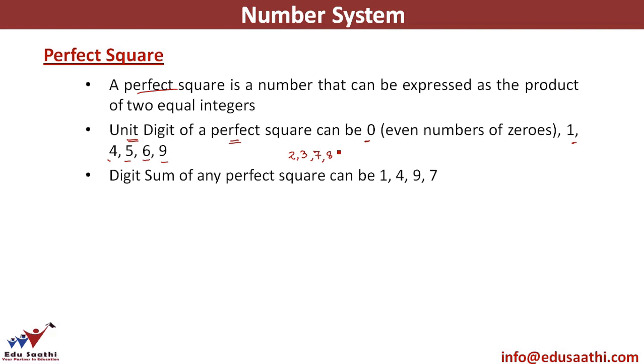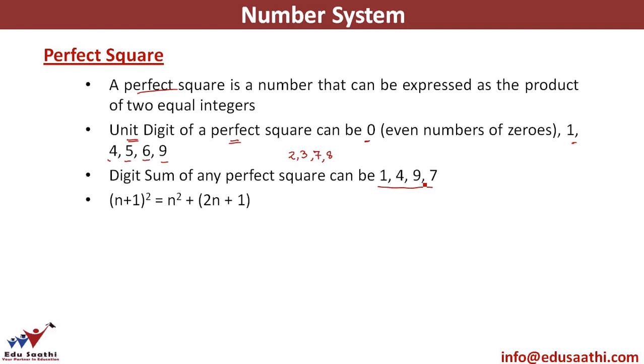Digit sum of any perfect square. Now, digit sum is something that we've just learned. That means I sum up all the digits till the time I get a single digit number. For a perfect square, it has to be 1, 4, 9 or 7. Digit sum of any perfect square has to assume one out of these four values: 1, 4, 9 and 7.